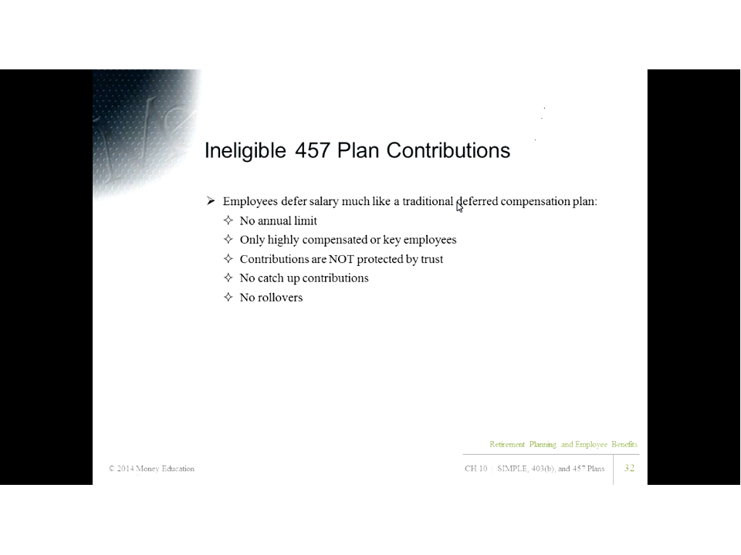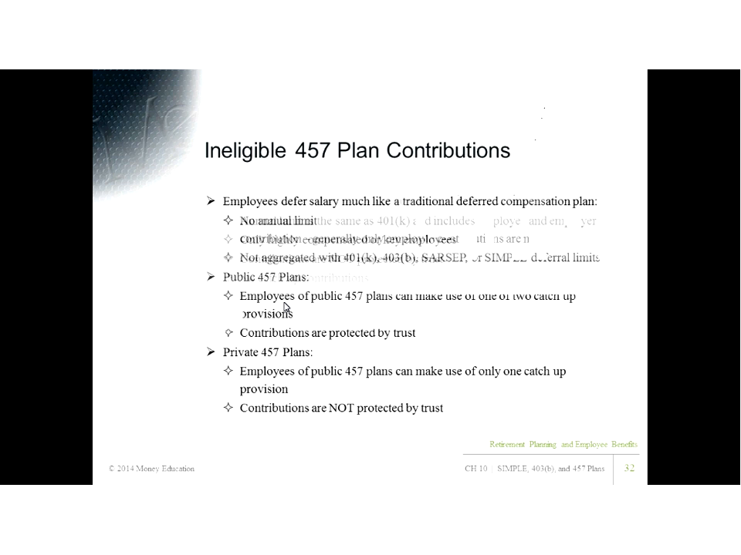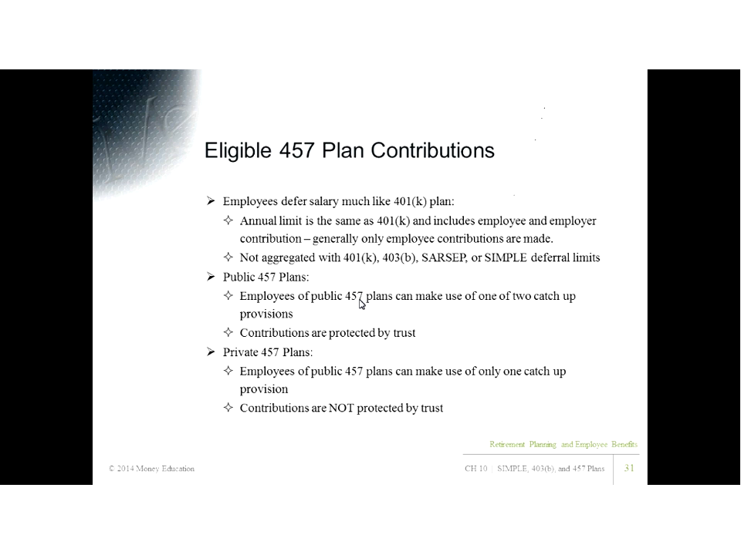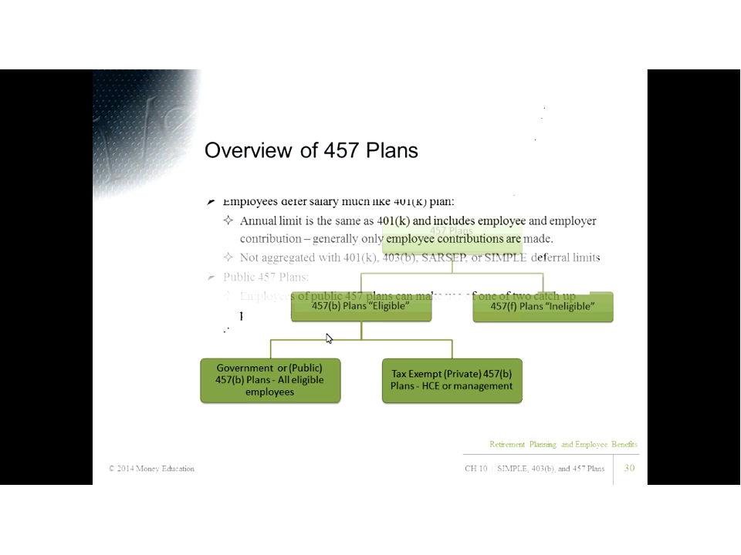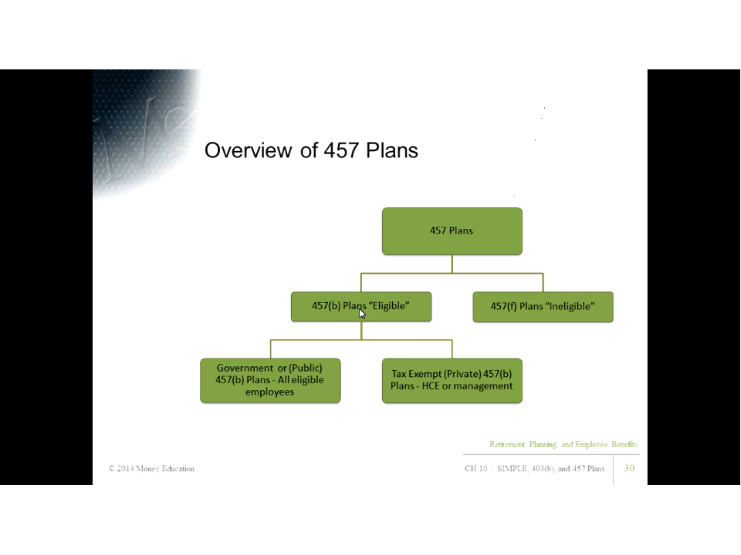The ineligible 457s are traditional deferred compensation, with no limit on putting the money in, and only for the highly compensated. Contributions are not protected by trust. There are no catch-up contributions and no rollovers. Well, you don't need catch-up if there's no annual limit on what you can put in. You can't roll these over into another qualified plan or an IRA. You can do that with eligible 457 plans. Again, 457(b) plans are considered eligible, and you can roll these over.